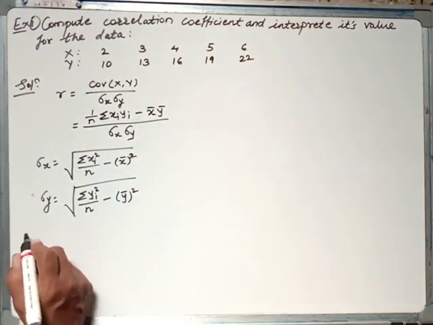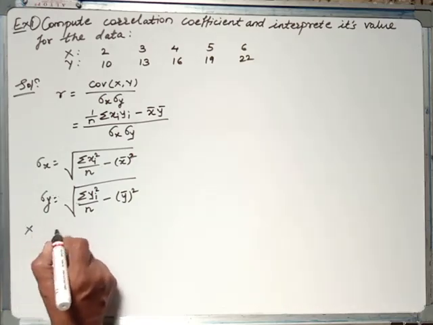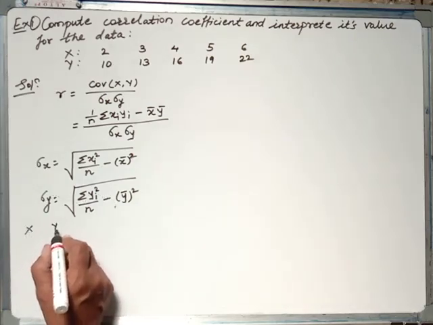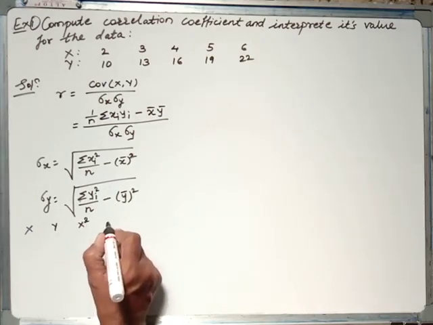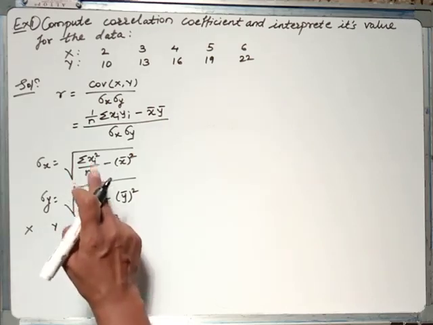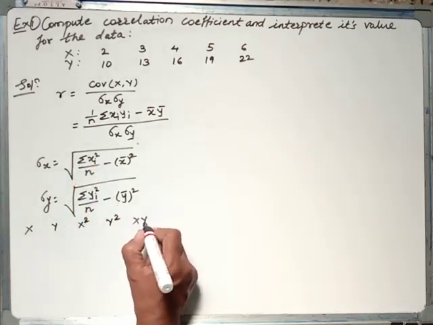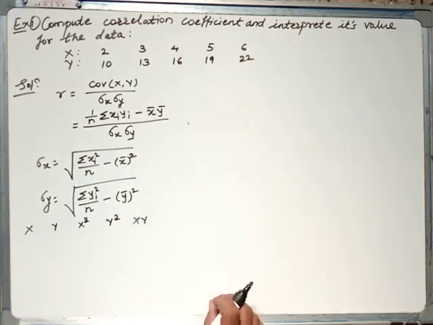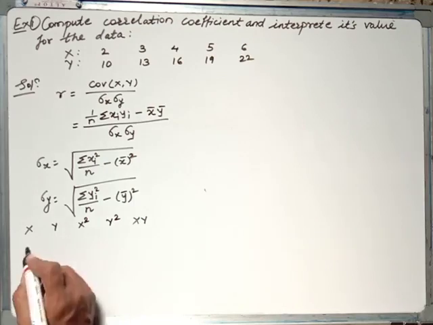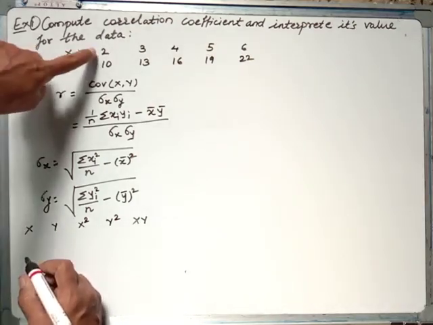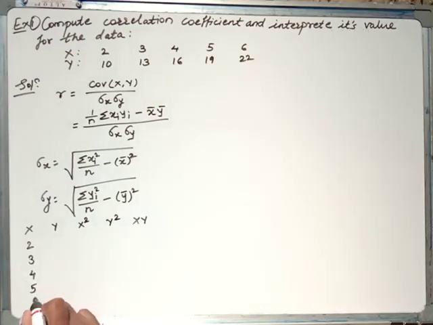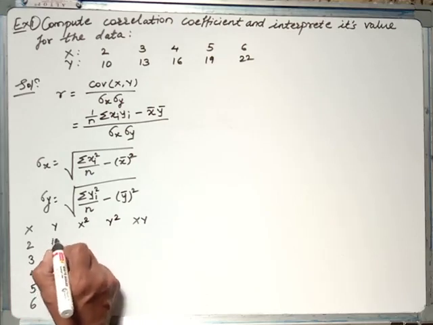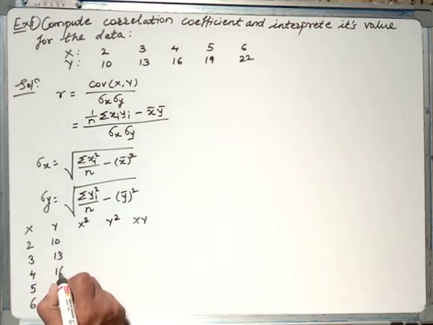What was the table? We need the X series and Y series, that is xi and yi. Then the squares of them for determining sigmas, and their product. These things are required. Okay, this is about the table. So here the X series has these values 2, 3, 4, 5 and 6. The Y series has the values 10, 13, 16, 19 and 22.